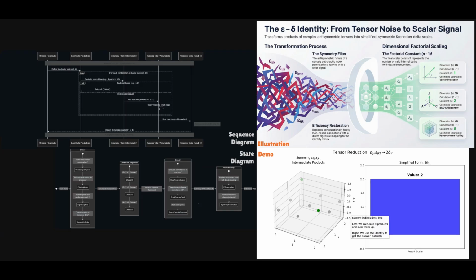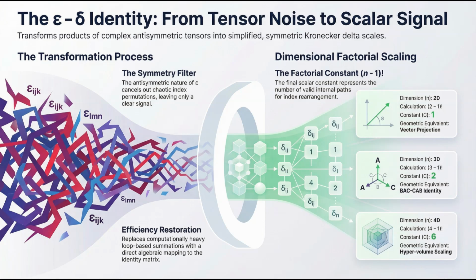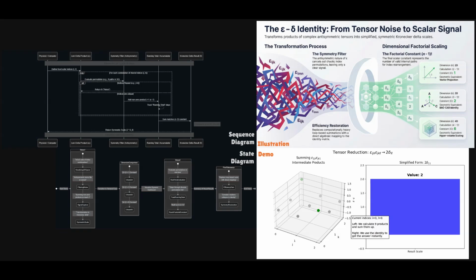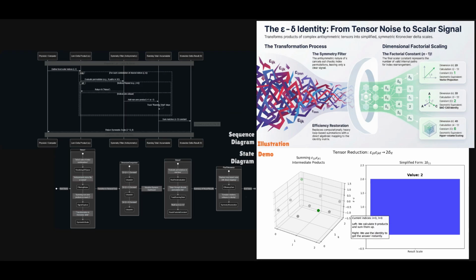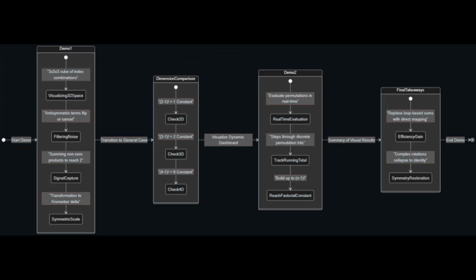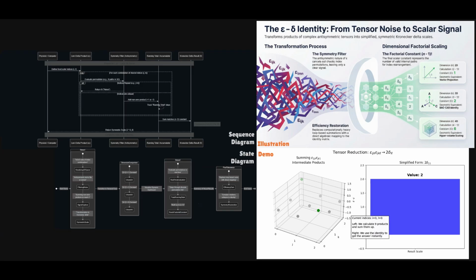The state diagram within the derivation sheet outlines the journey from visualizing specific three-dimensional symmetries to understanding how these concepts expand into higher dimensions. Filtering the noise. The process begins by visualizing a three-dimensional grid of index combinations. The narrative here focuses on how the inherently antisymmetric nature of certain tensors acts as a filter, canceling out irrelevant noise and leaving behind a clear signal.